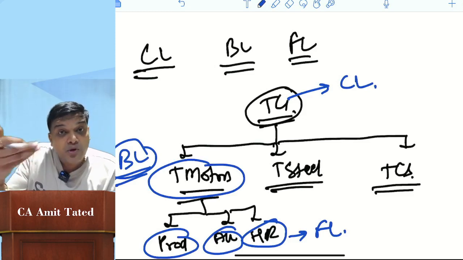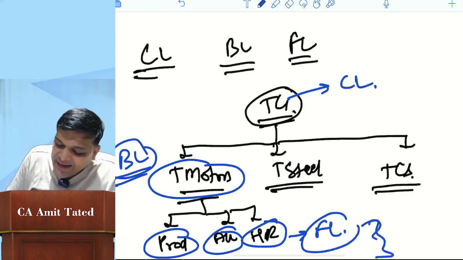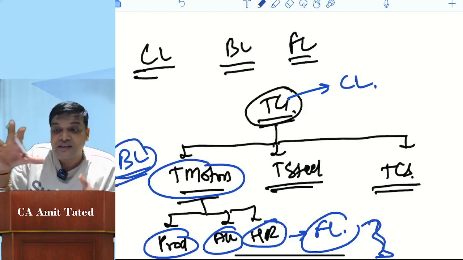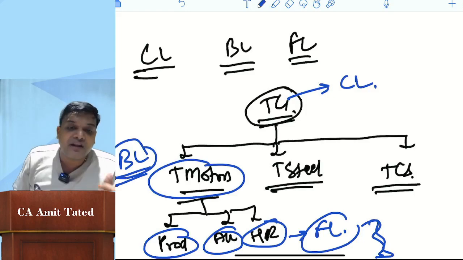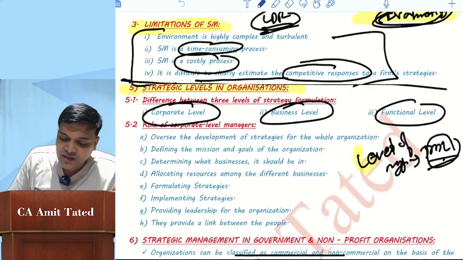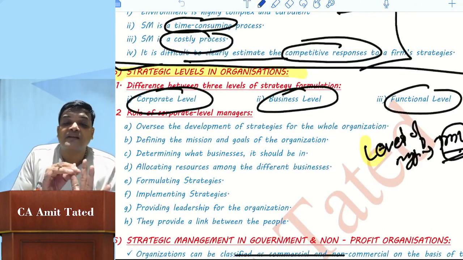Now when I discuss top, middle, lower, where did they go? Top, middle, lower is under this point. Please do understand. We are discussing these from the strategic levels in organization. So how many strategic levels in organization are there? Three levels. One is corporate level, one is business level, and one is functional level.